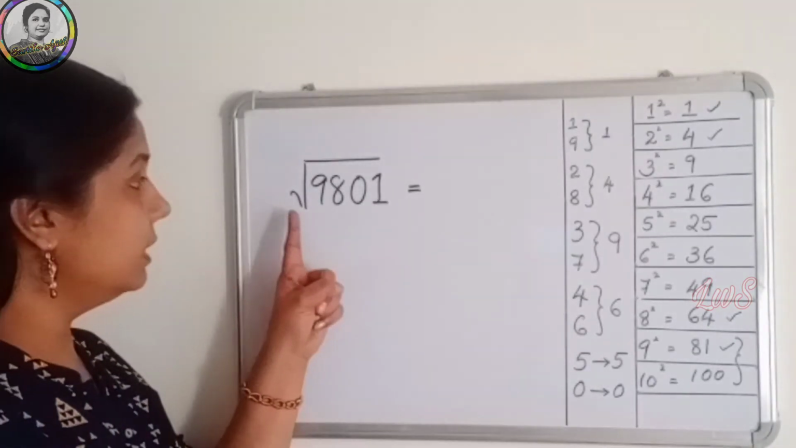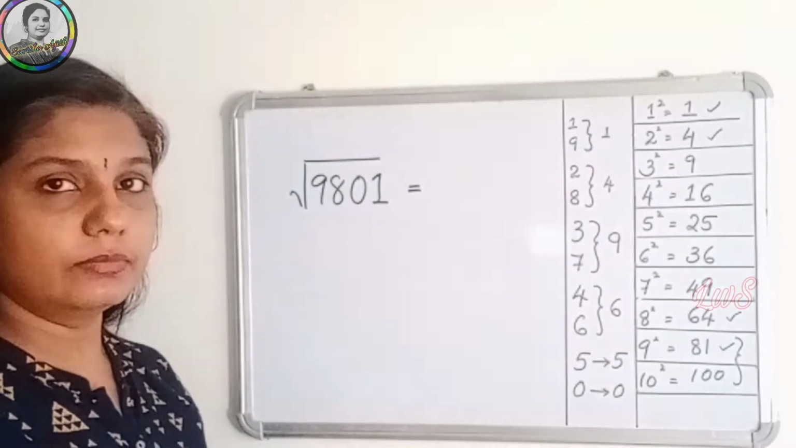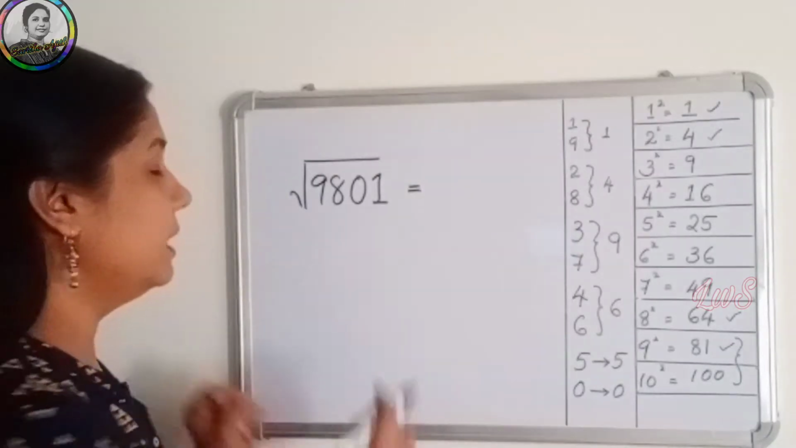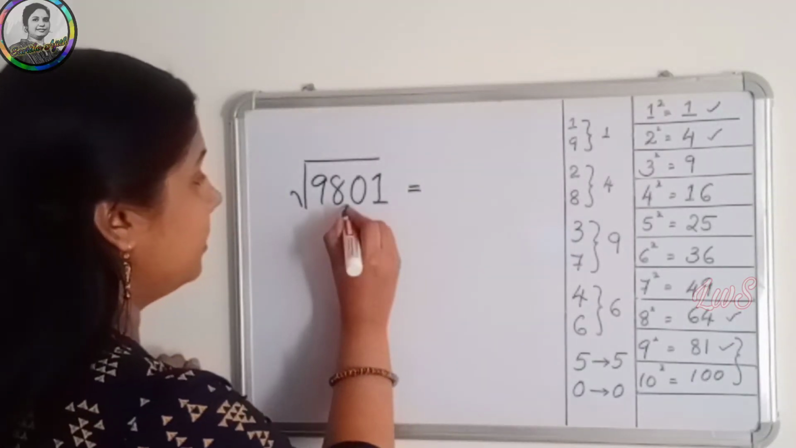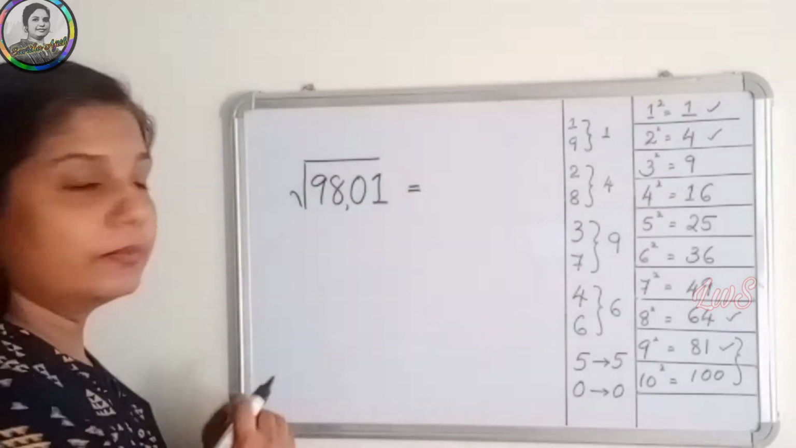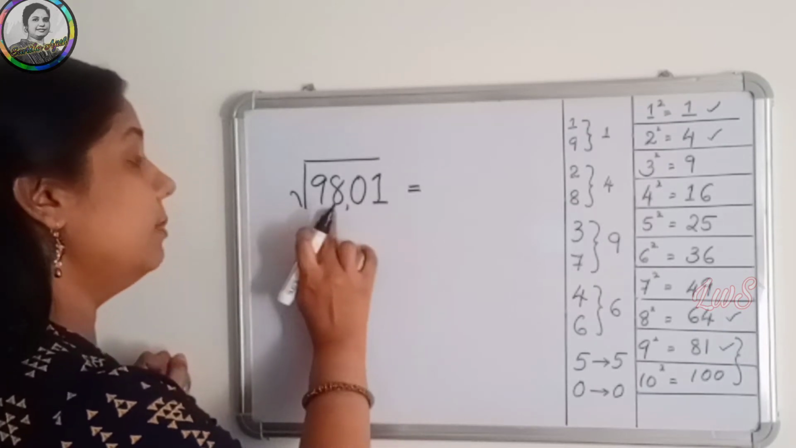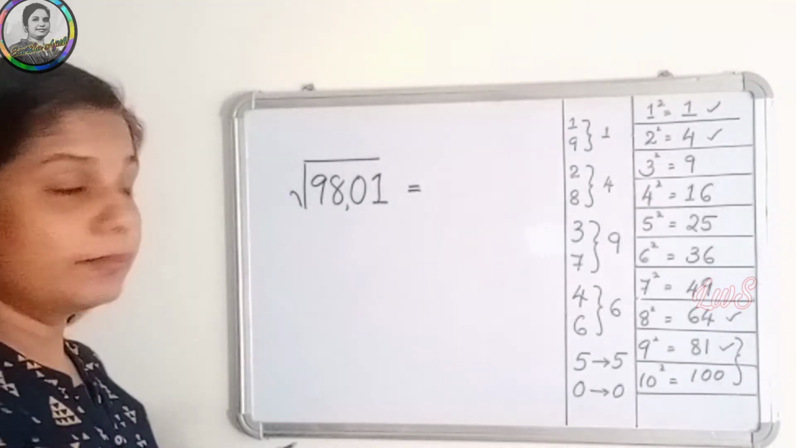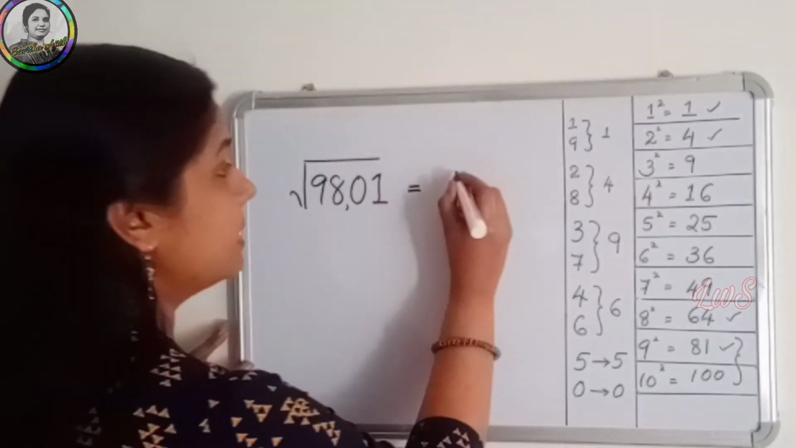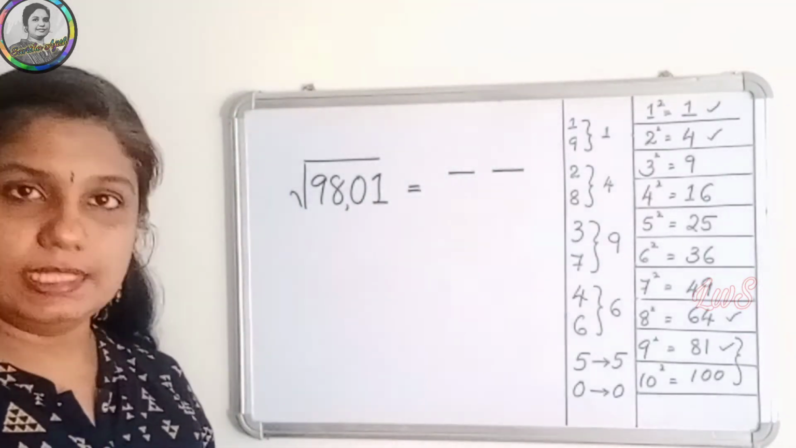We have to find the square root of 9801. The first step is we group this number as pairs starting from the right-hand side. So this is the first pair 01 and the second pair is 98. We have two pairs, so our square root contains 2 digits.